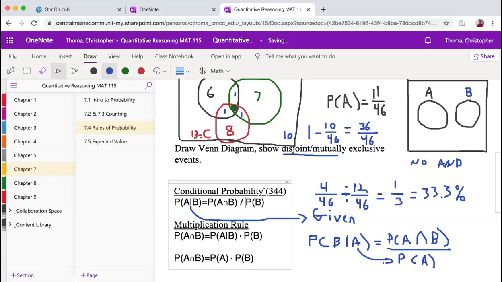Whatever is given goes in the bottom. Which means two different things, right? This is saying I'm in B, what is the probability that I'm in A? And this is saying that I am in A, what is it I'm in B?